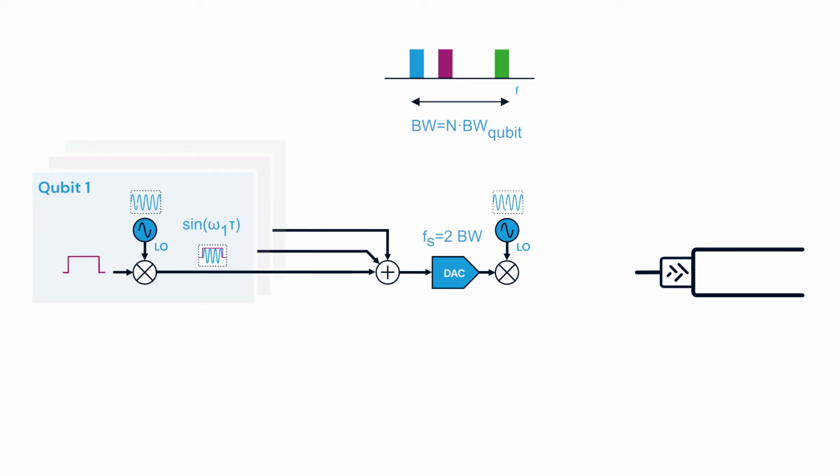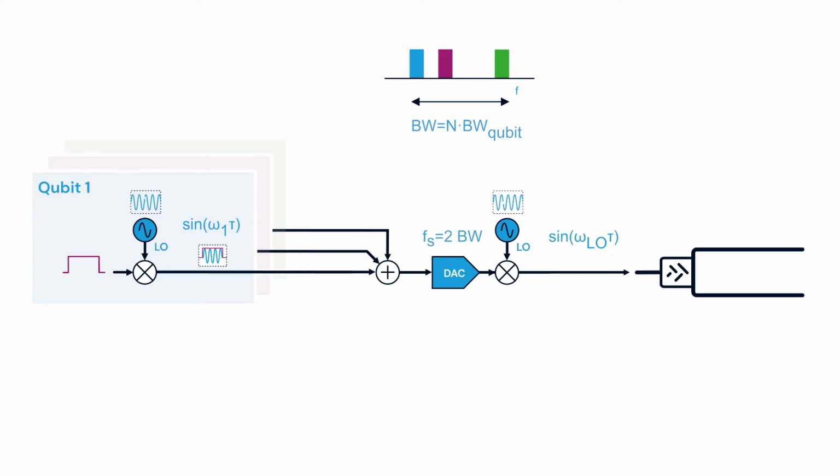Now, considering this total bandwidth BW, according to the Nyquist criterion, the digital-to-analog converter needs a sample frequency that is double the bandwidth BW. Suppose that the bandwidth of each qubit is 10 MHz. If we have 100 qubits, we will then need a total bandwidth of 1 GHz, which means that the DAC has to be sampled at a rate of 2 gigasamples per second. We can conclude that even without considering any spacing between the qubits, we will need a very fast DAC, which gets very close to the limits of today's technology.